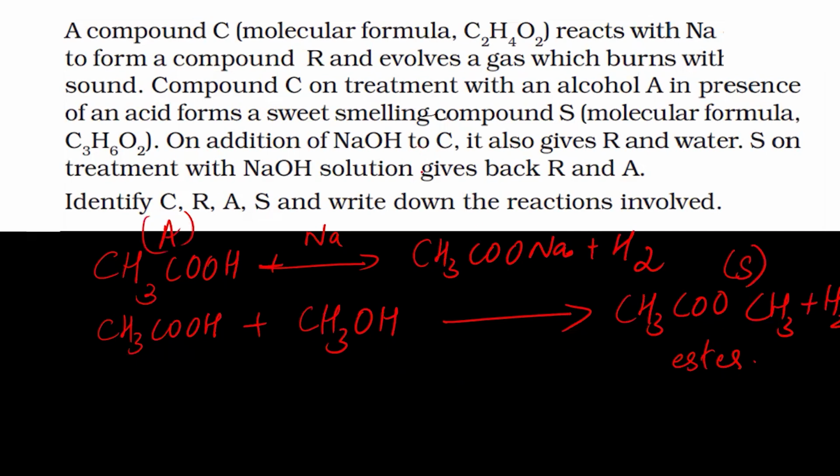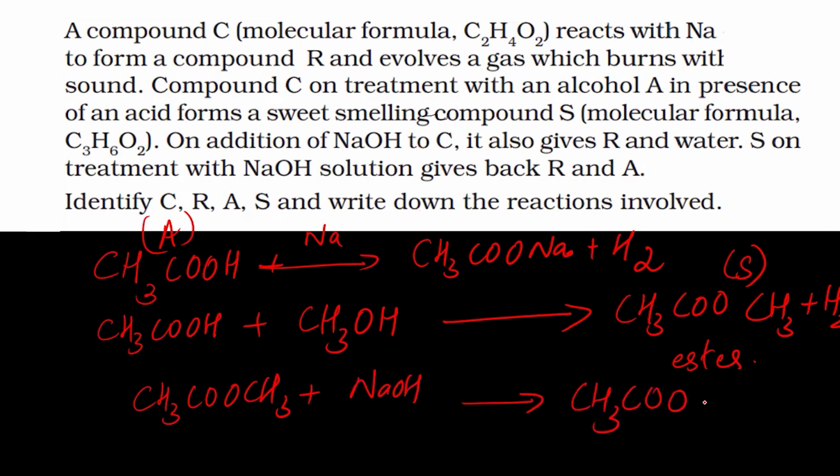On addition of NaOH to S, what is S? Ester, right? To the ester, you have to add NaOH. What reaction is this? This is saponification reaction. You will be getting CH3COONa, the sodium salt of the acid, along with alcohol. S on treatment with NaOH gives back R and A. So which is R? The compound R, yes, this is R. All the reactions are completed.